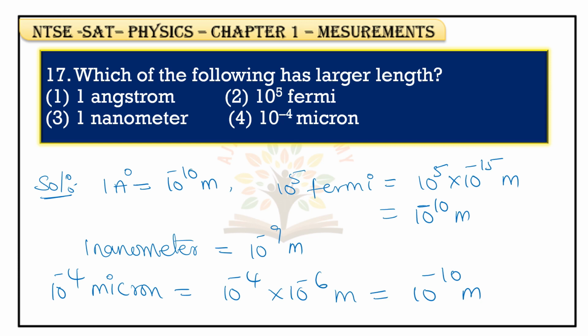So in these 4 options, which has a longer length? Nanometer. So nanometer is the longer length, that is 1 nanometer is equal to 10 to the power of minus 9 meters. This is the longer length. In these 4, 1 nanometer has larger length. Okay. Next we will go to the next question.